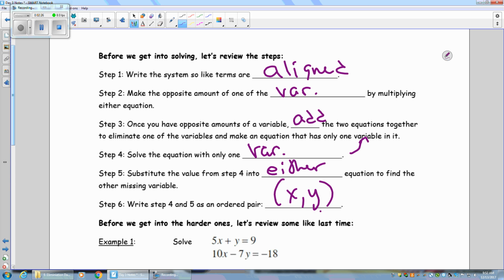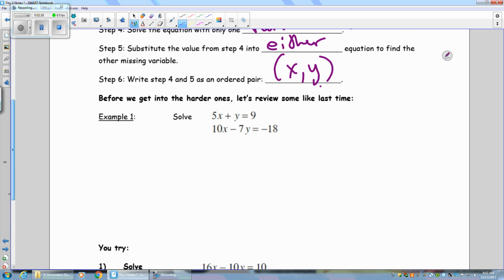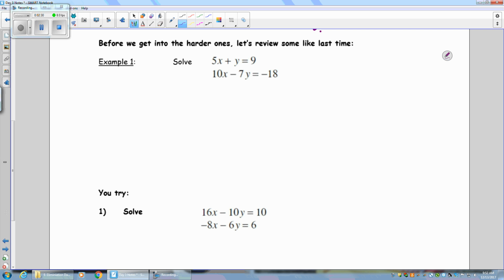So today, again, I'm going to start off just like we did yesterday, where we see something like this, and I say, okay, I can't just add them together yet, because if I try to do that, 5 plus 10 is 15, 1 plus -7 is -6y, and that's not really going to help us. I still have an equation with two variables. So what did I do yesterday? I multiplied one of the equations to make an opposite amount. So this one's sort of nice because you could do it with both letters.